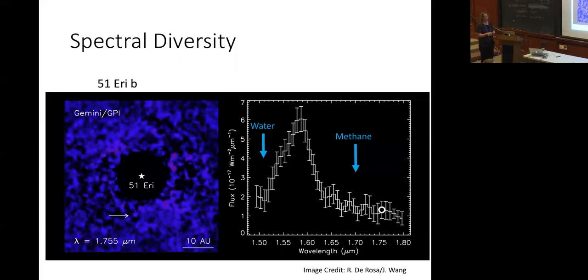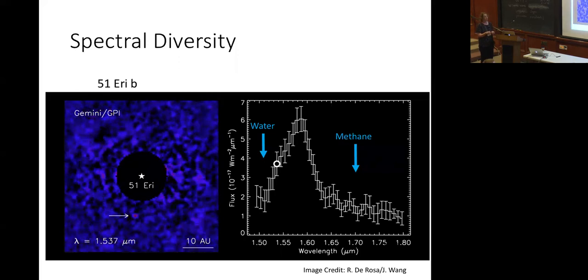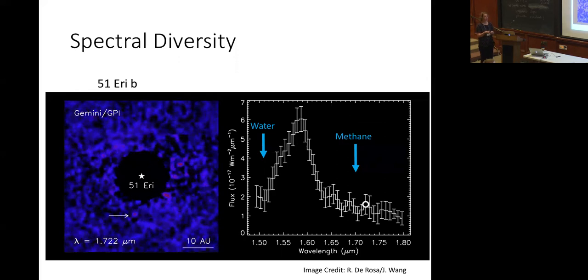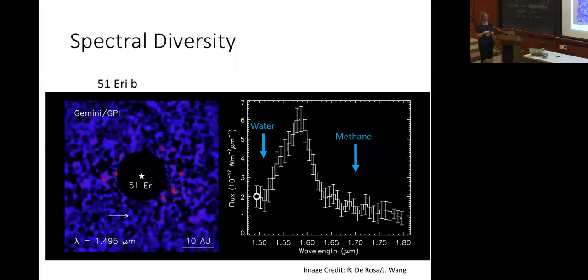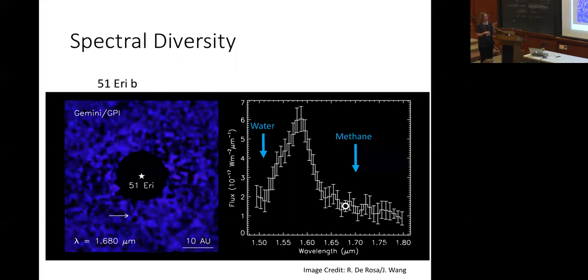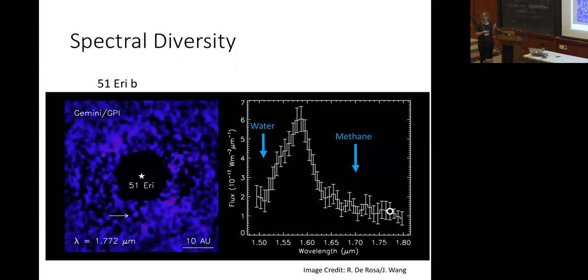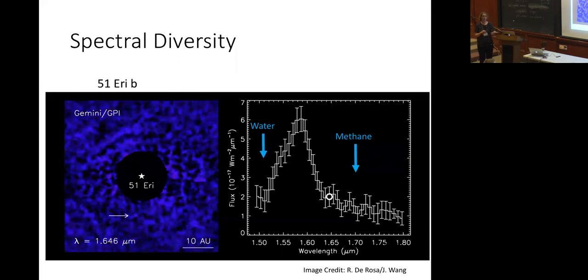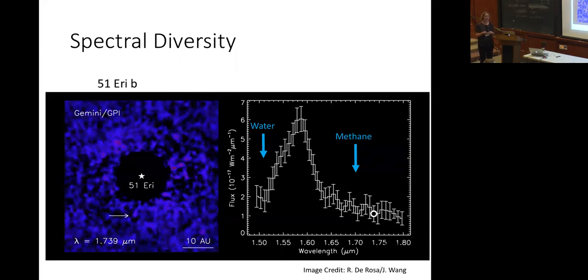And by the way, these correspond to absorption bands of molecules in the atmosphere. So water on this side and methane on this side. This is H band, so around 1.6 microns. So you could leverage wavelengths where the planet is dim to estimate the point spread function for the wavelengths where the planet is bright, right? And avoid this problem of having the self-subtraction.